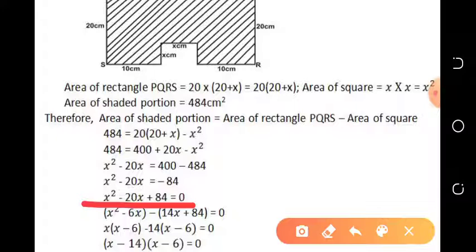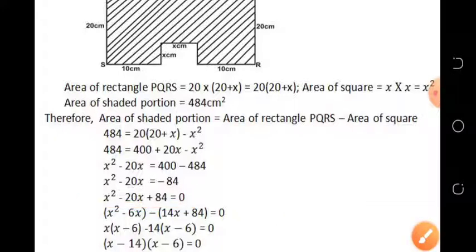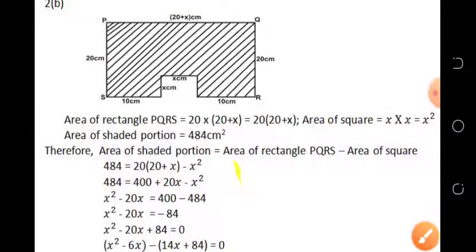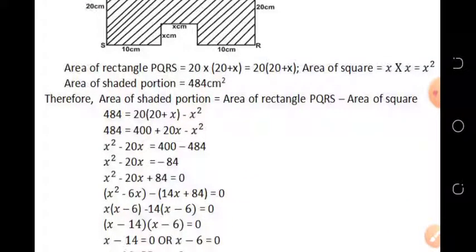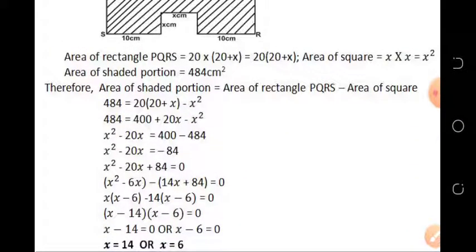The two numbers are minus 6 and minus 14. How did we get these numbers? It is very simple. You pick your 84 and you run division for 84. Let's see how we can get that.